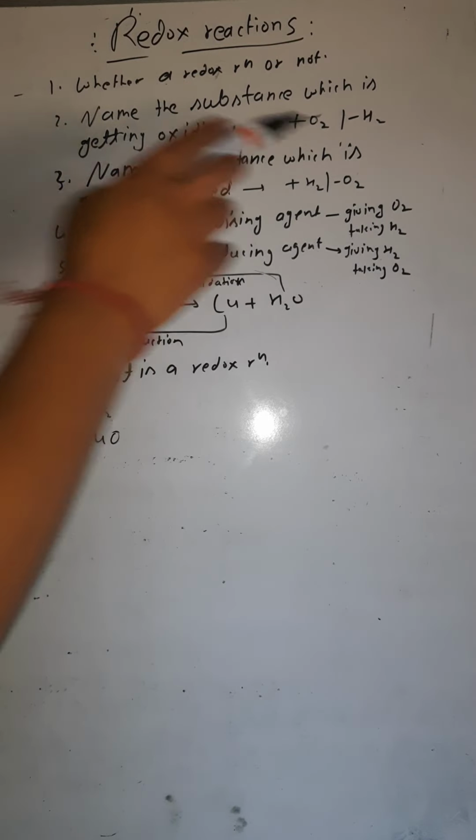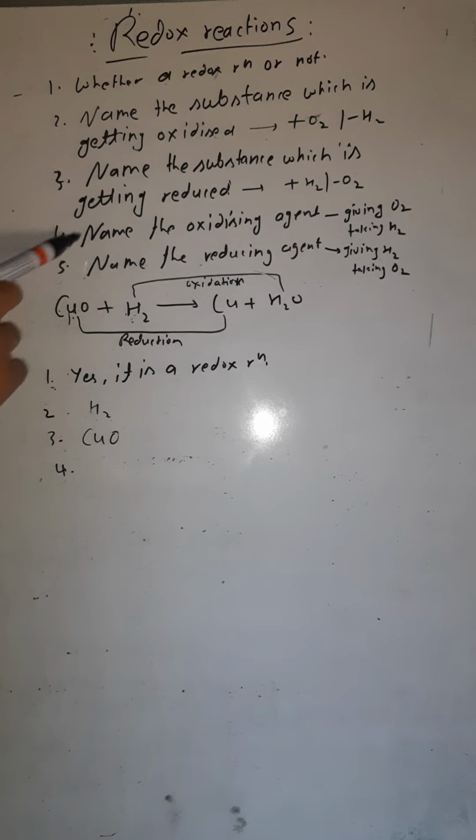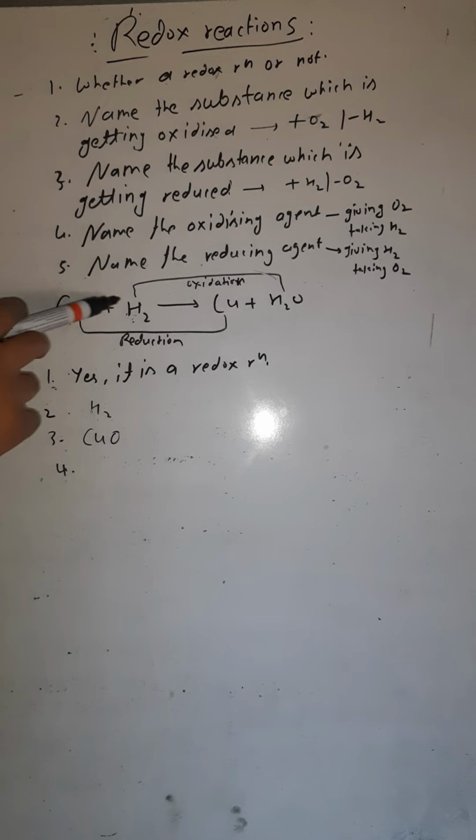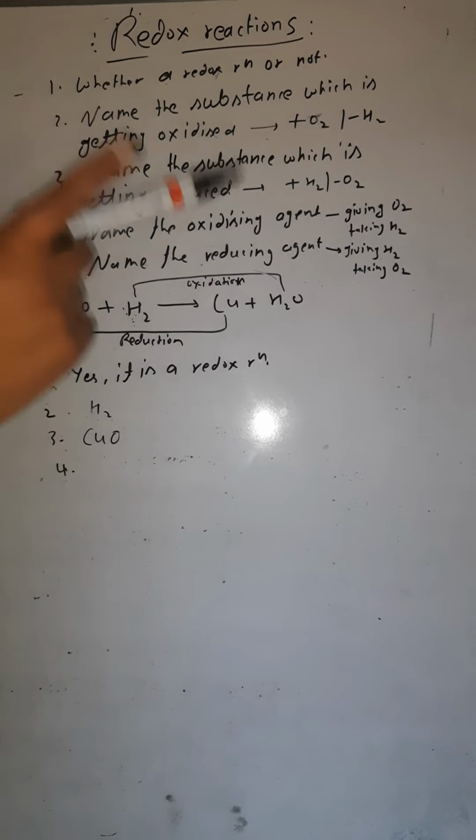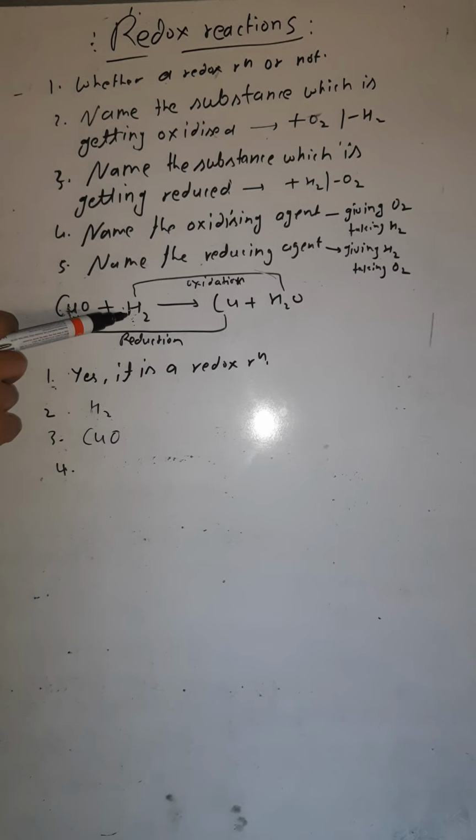Oxidizing agent means which is giving oxygen or taking hydrogen. So here which one is the substance giving oxygen? I think this one is giving oxygen to hydrogen. So this one is giving oxygen. So would it be an oxidizing agent or a reducing agent? Which one is giving oxygen would be called the oxidizing agent, and which one is taking oxygen would be called the reducing agent. So this is the oxidizing agent and this one would be the reducing agent, because this is giving oxygen. So this one is the oxidizing agent.